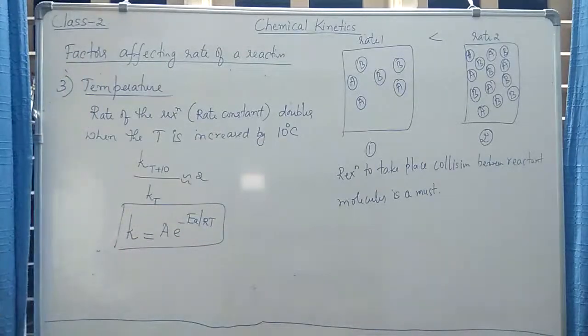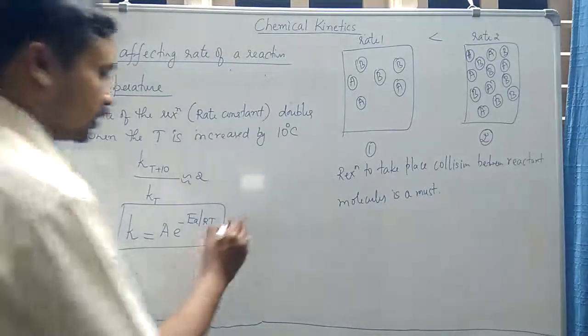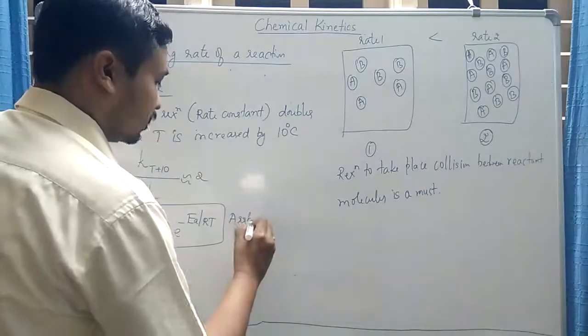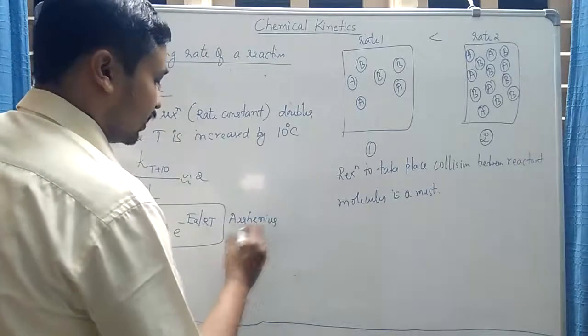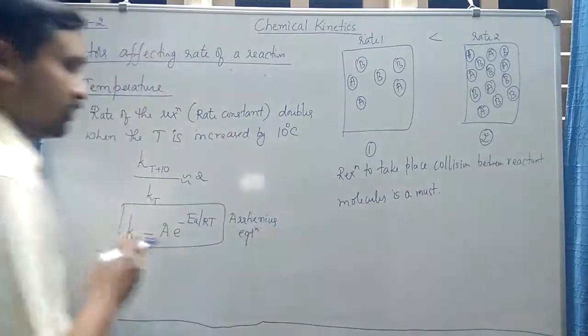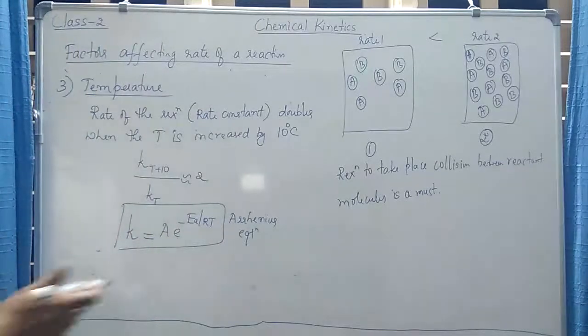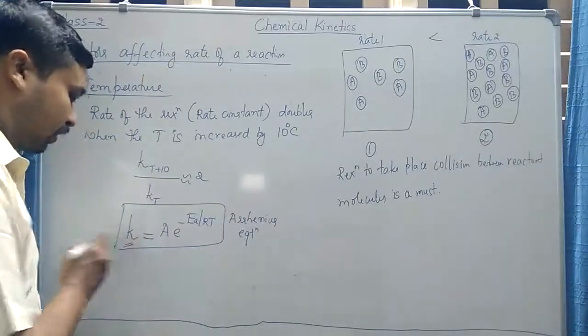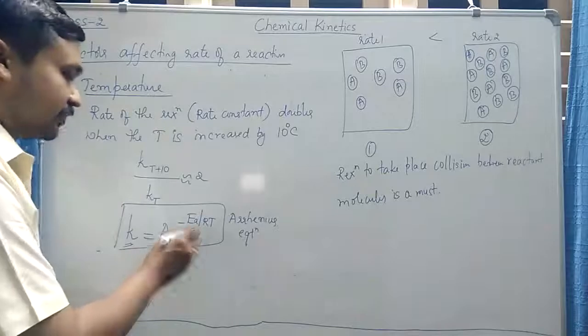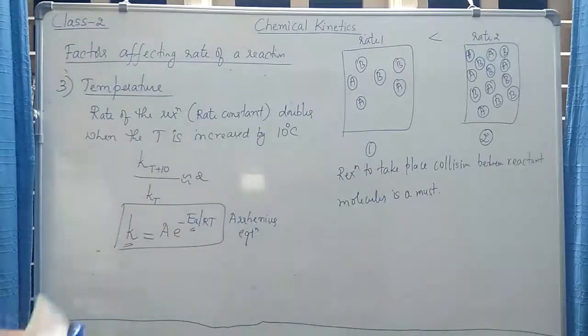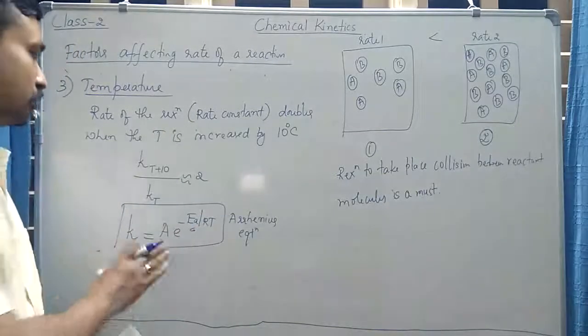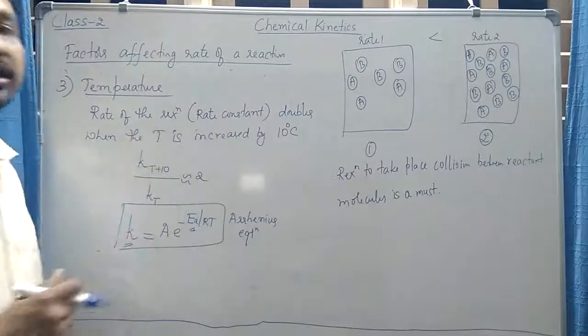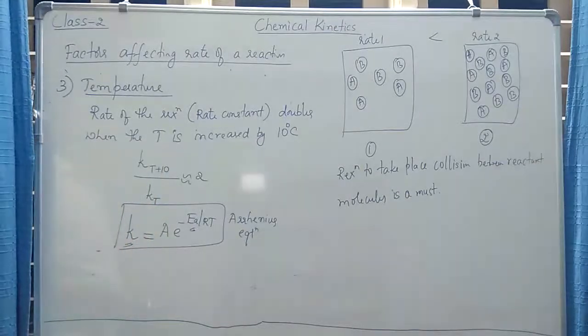Okay, this equation is very important in chemical kinetics, called the Arrhenius equation. We will discuss this equation later. We are yet to cover what is rate constant and what is activation energy. All those things we will discuss in detail later. So remember, as we increase the temperature, rate of the reaction increases.